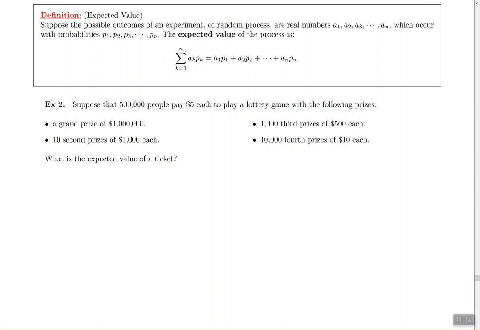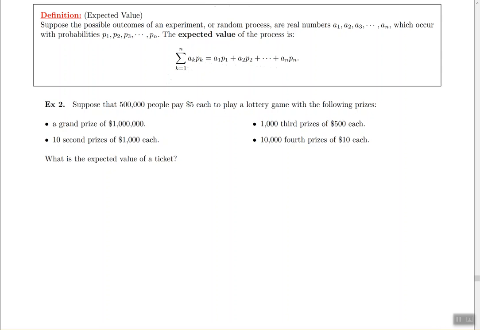So let's read the definition of expected value. It says, suppose the possible outcomes of an experiment or a random process are real numbers a1, a2, and so on, which occur with probability p1, p2, p3, and so on. So a1 occurs with probability p1, a2 with probability p2, and so on. The expected value is the amount that you get when you multiply the a with the p and then sum up over all of the real numbers, basically, that you have in the problem.